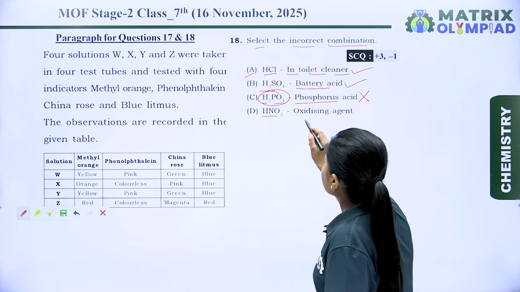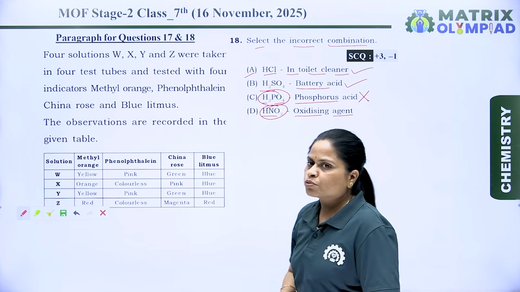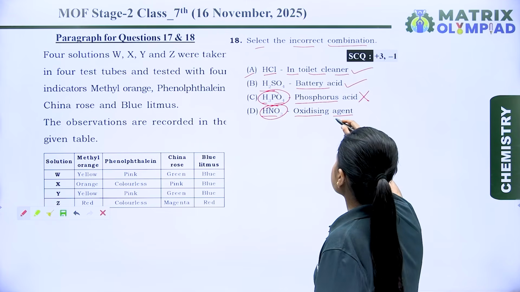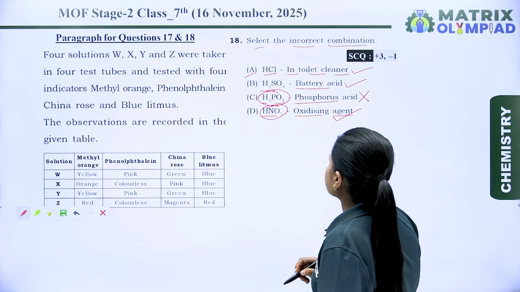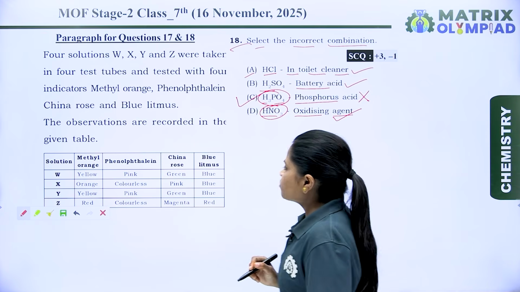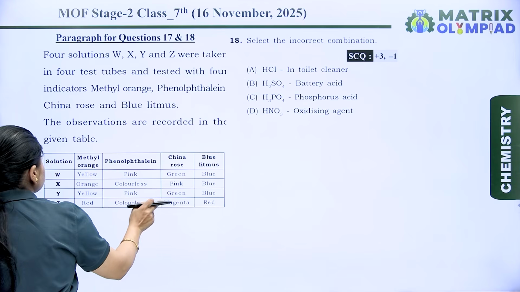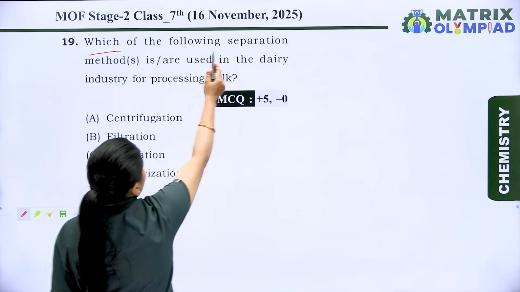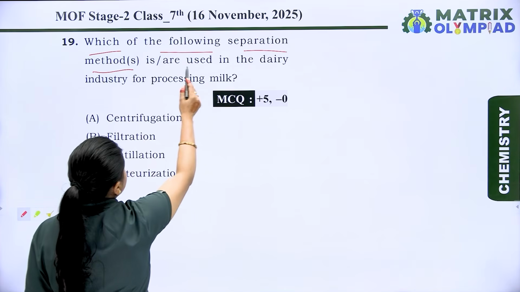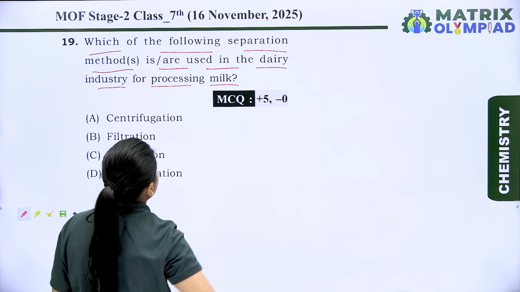Option D, HNO3 oxidizing agent. Yes, HNO3 is used as an oxidizing agent, so it is a correct combination, and according to the question, option C will be the correct answer. Now the next question is, which of the following separation methods are used in the dairy industry for processing milk?